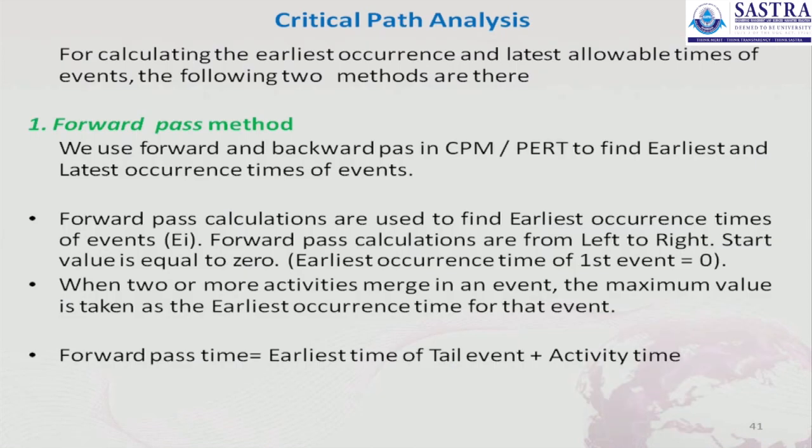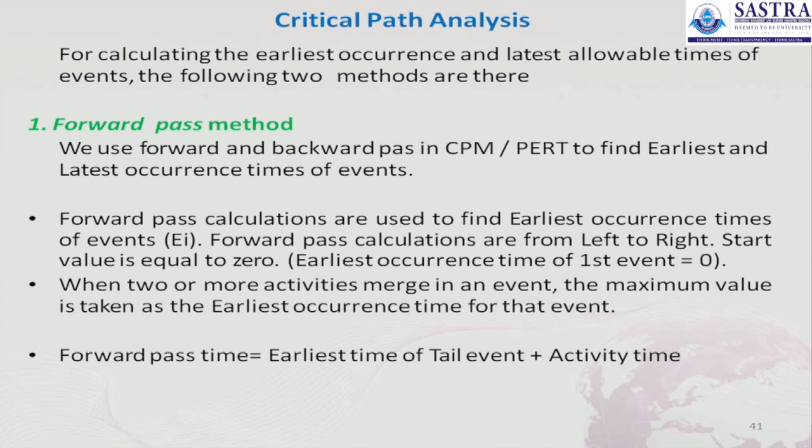So for calculating the earliest occurrence and the latest allowable times of events, there are two methods. One is the forward pass method, and the second is the backward pass method. We use the forward and backward pass methods in CPM PERT to find the earliest and latest occurrence times of events. The forward pass calculations are used to find the earliest occurrence times of events, that is Ei. Forward pass calculations go from left to right. The start value is equal to 0, the earliest occurrence time of the first event.